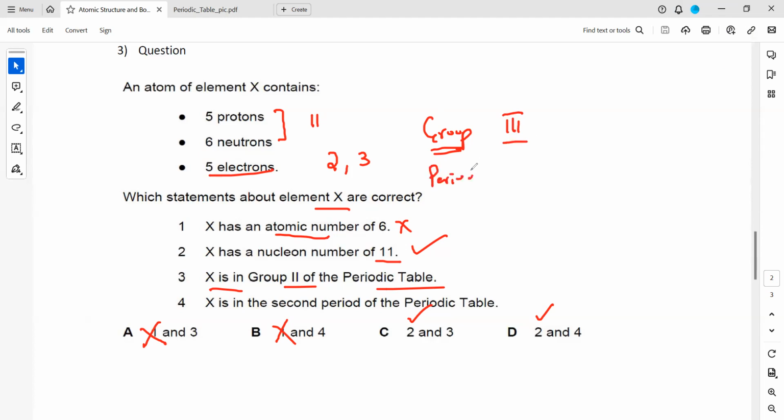And what about the period? Period means how many shells we are using. So we are using 2 shells, so it is the second period. So X is in group 4 of the periodic table? No, sorry, group 2. So this is incorrect. 3 is not correct. X is in the second period of the periodic table. That is correct. So statement 2 and statement 4 are correct. That's why the correct answer for this one should be D.